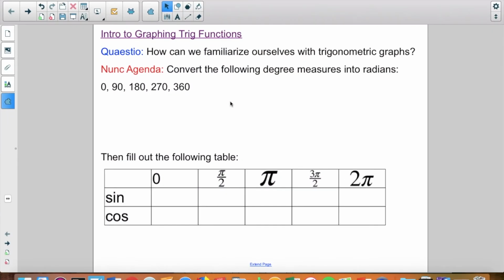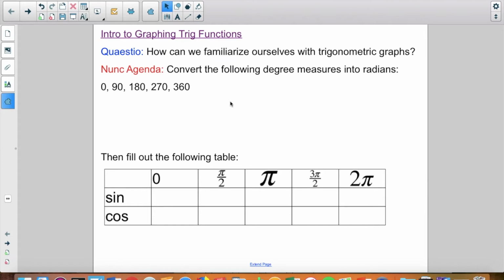Hello everybody. We are starting Unit 12, which is graphing trig functions. So we're going to start with just kind of an introduction to trig functions and see what the graphs actually look like and see the components of them as well. So if you look at the do now, it said convert the following degree measures into radians.